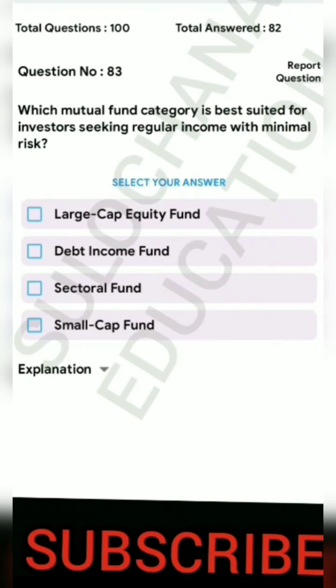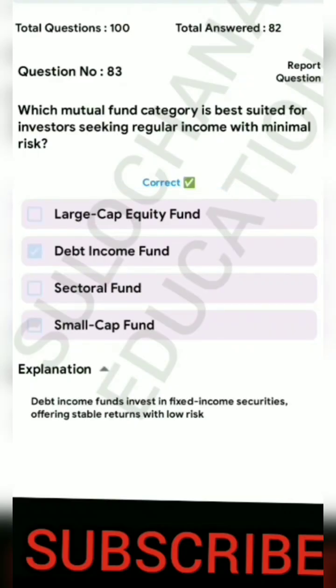Which mutual fund category is best suited for investors seeking regular income with minimal risk? Options are A, large cap equity fund, B, debt income fund, C, sectoral fund, D, small cap fund. And the correct answer is option B, debt income fund.